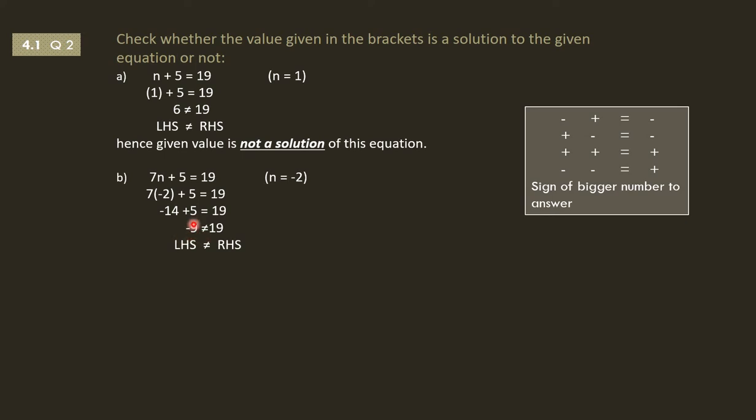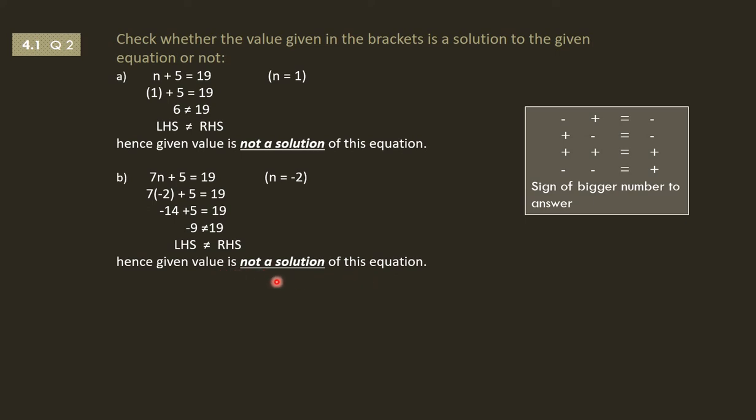You can check right hand side is 19 here and left hand side is minus 9, which is not equal. That's why LHS is not equal to RHS. जब भी LHS और RHS इक्वल नहीं होता है तो हम कहते हैं जो वैल्यू गिवन है n की वो उस इक्वेशन का सॉल्यूशन नहीं है. That's why I will write my answer: the given value is not a solution of the equation.